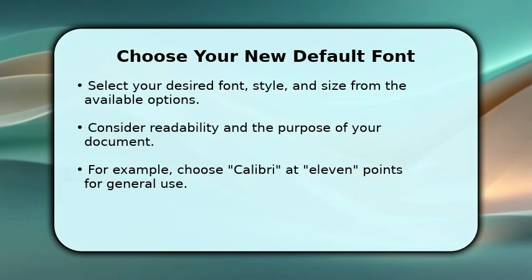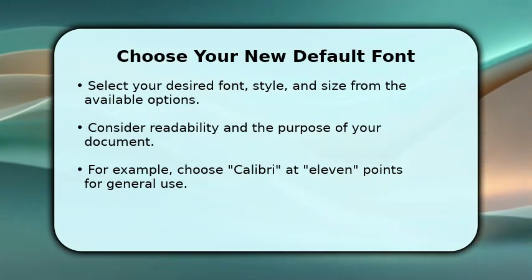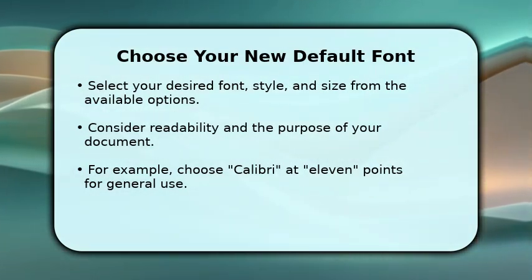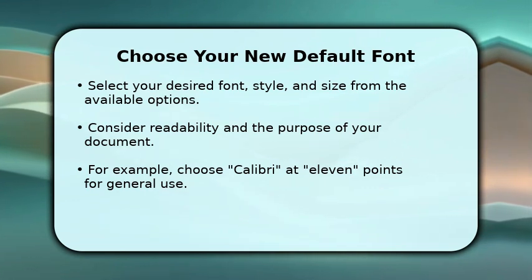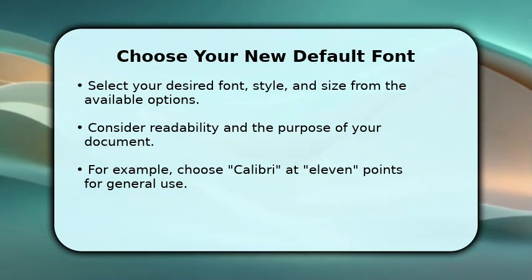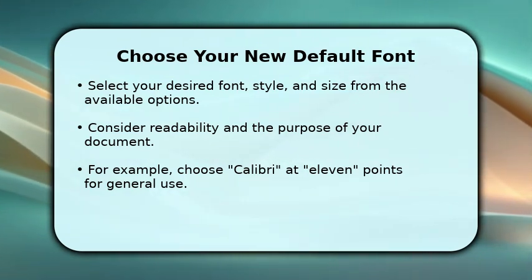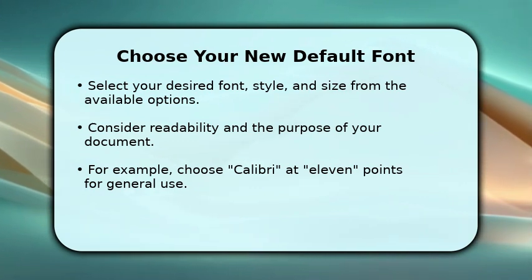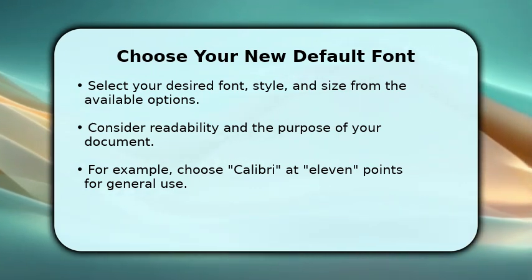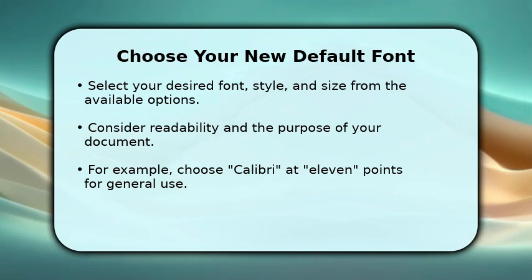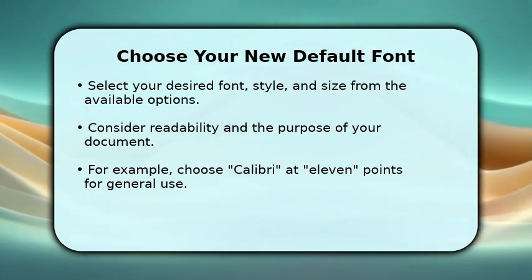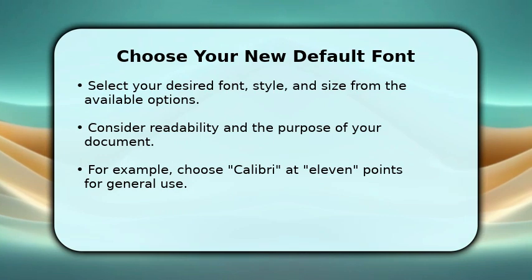Once the font dialog box appears, you'll see several options to customize your text. You can choose your preferred font, such as Arial or Times New Roman, and then select a font style like bold or italic. Don't forget to pick a suitable size, perhaps 12 points for body text. Take a moment to consider what will best suit your documents, ensuring clarity and professionalism across all your future work.